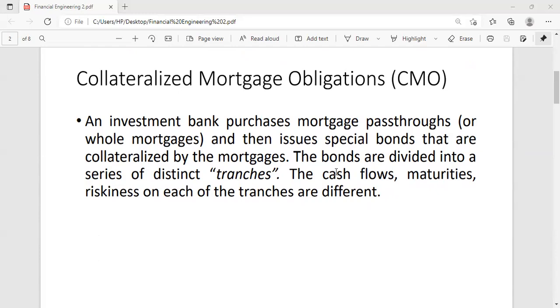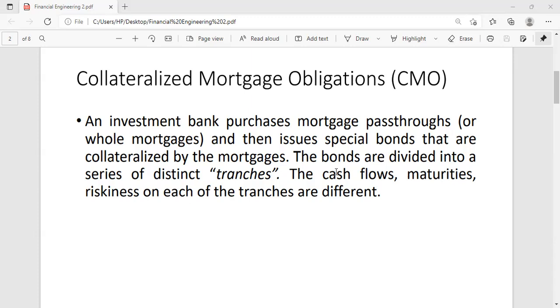As you have seen in my whiteboard, the investment banks combine those pass-through certificates of MBS, or mortgage-backed securities, and issue different classes of bonds, and those bonds are divided into a series of distinct tranches. As you can see here, the cash flows, maturities, and riskiness are different. Okay. All right. What is the mechanism here? In that case, each tranche receives proportionate interest payment. Okay, what are those interest payments?